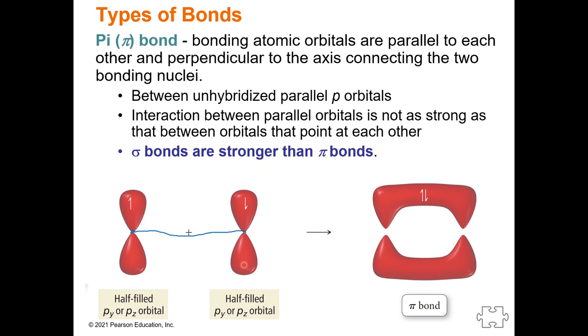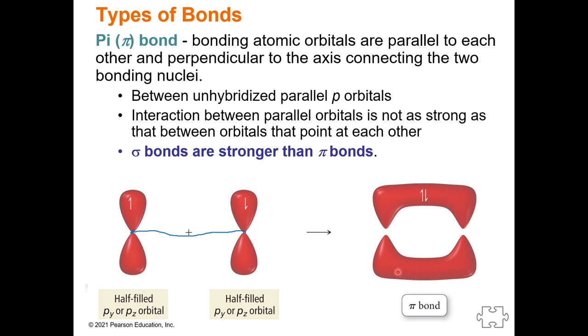These two orbitals would need to be parallel to each other and perpendicular to the internuclear axis. So that what we get in the end is two areas of electron density above and below the axis. Now, although we have two areas of overlap, this is still considered one pi bond. You could see our electron pair here. This is still considered one pi bond.